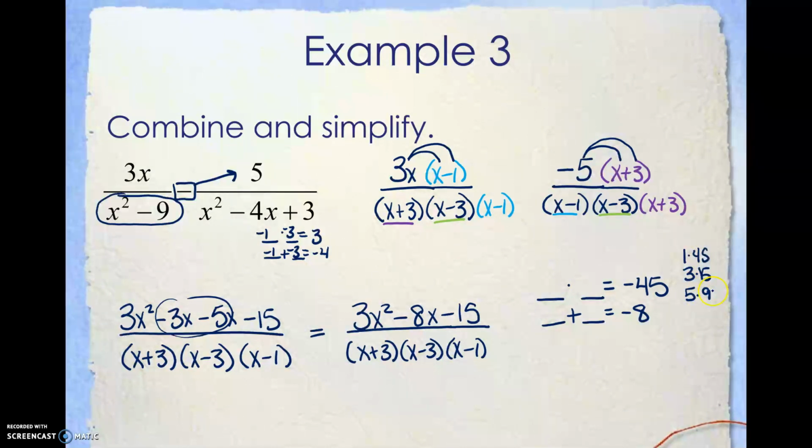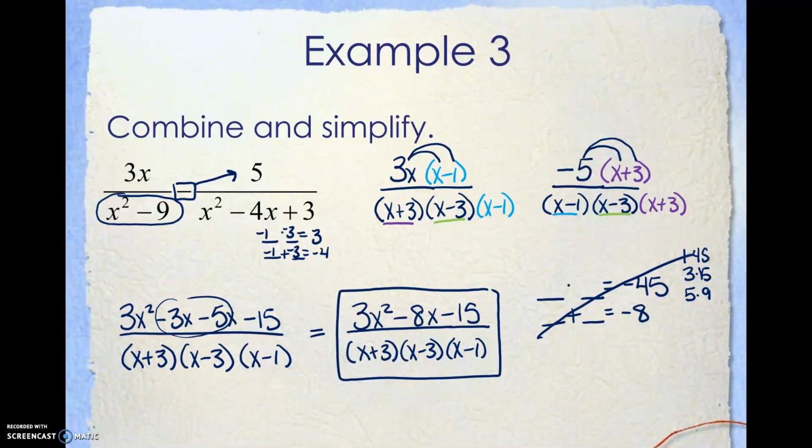Now look at these options. Can we get 8 from any of these options? No. So it's not factorable, and we are done. So good news, sometimes it doesn't factor and you're done. Bad news, sometimes it does factor and then you have to factor it, keep going, see if anything crosses off.